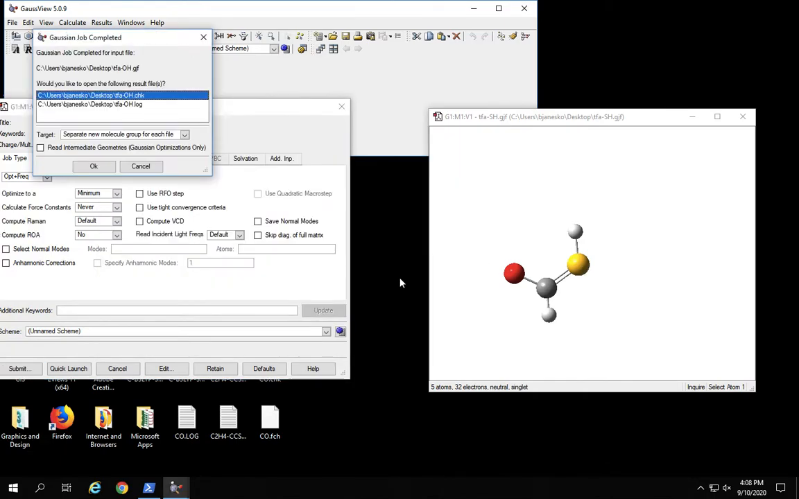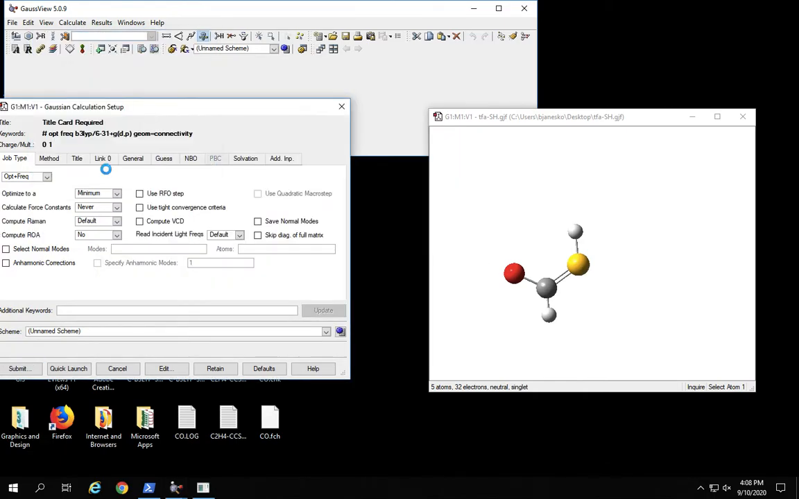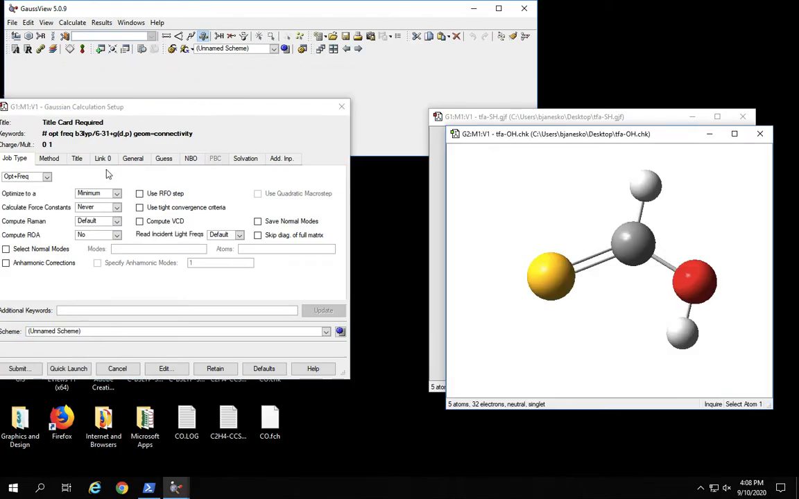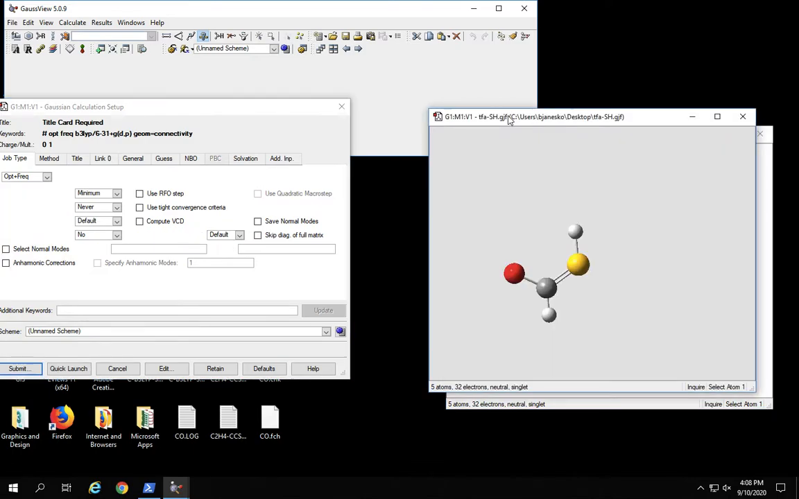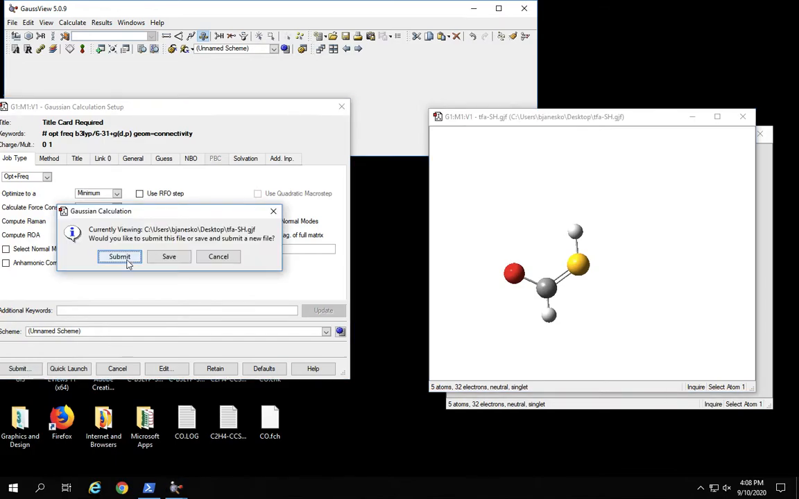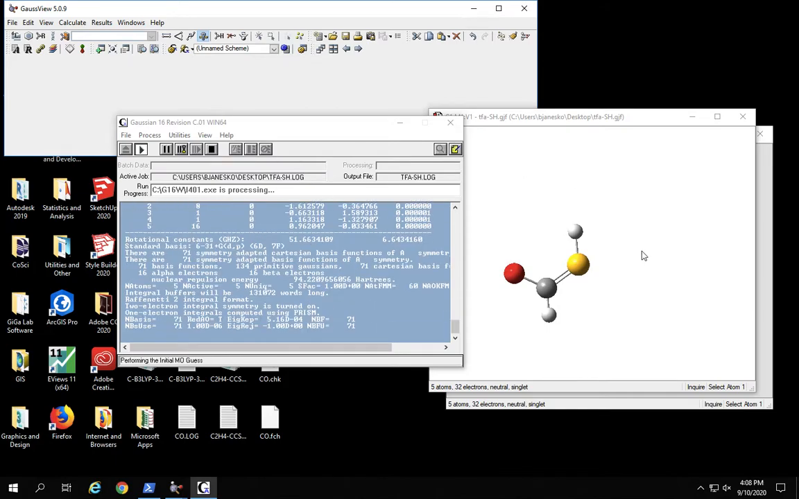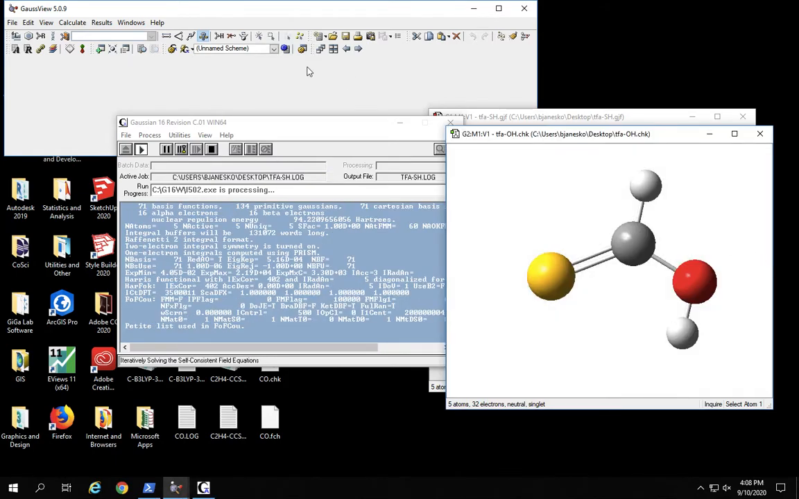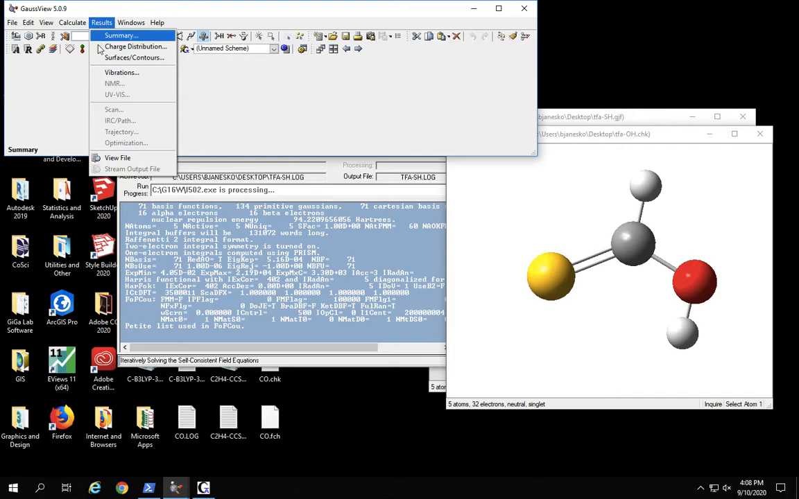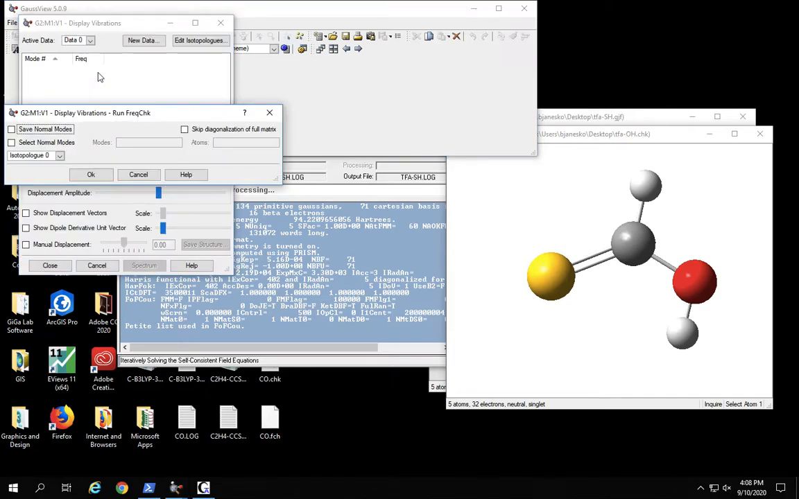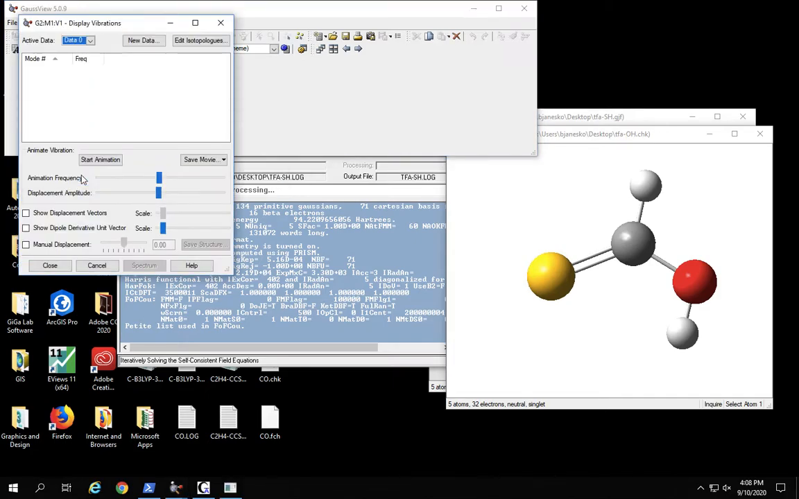I'm going to open the checkpoint file. There's my optimized geometry of the OH protonated tautomer. While I wait, I'm going to submit this job. So the SH protonated tautomer is going to run. And while I do that, I'm going to look at the OH protonated tautomer. I'm going to run freq check.